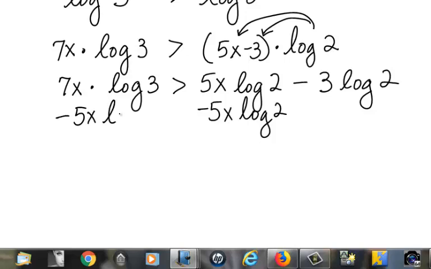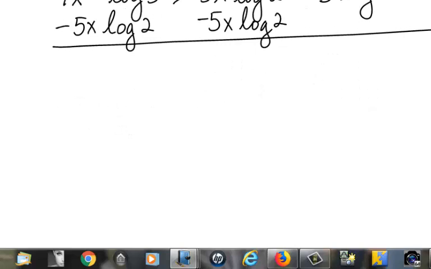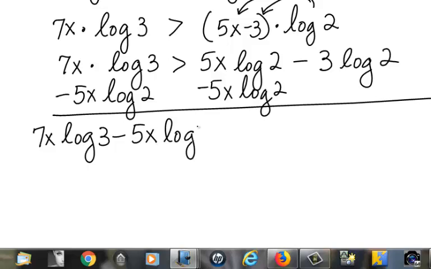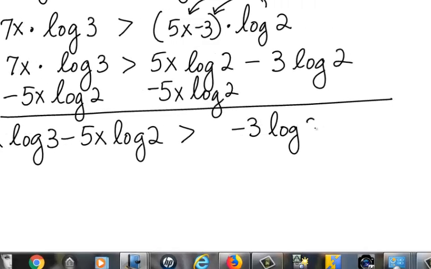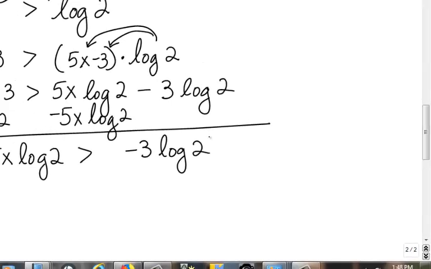These are not like terms. Okay, so you just have to write this out the long way. So this is 7x times the log of 3 minus 5x times the log of 2 is greater than negative 3 log of 2. Follow what I did there? I just subtracted. They're not like terms, so you just write them down. Okay? Now, I'm trying to solve for what? x. Factor that x out.